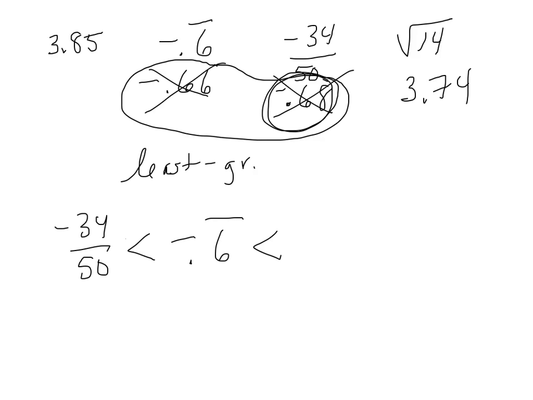So now we have 3.85 and 3.74. Think of it like money. $3.74 is a little bit less than $3.85. And I promptly forgot to write it in the correct format. So that would be square root of 14.